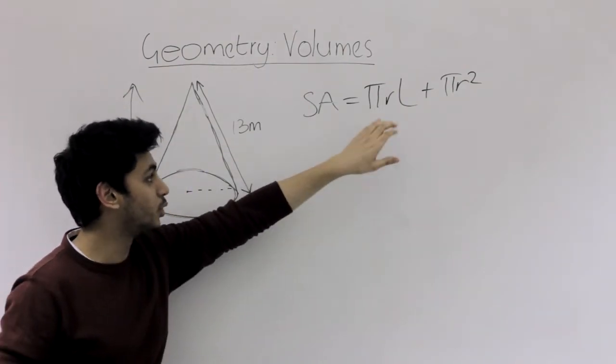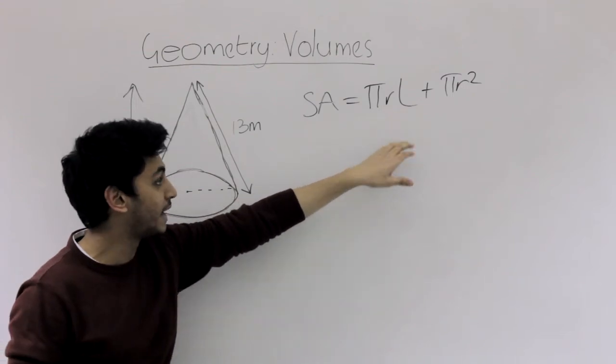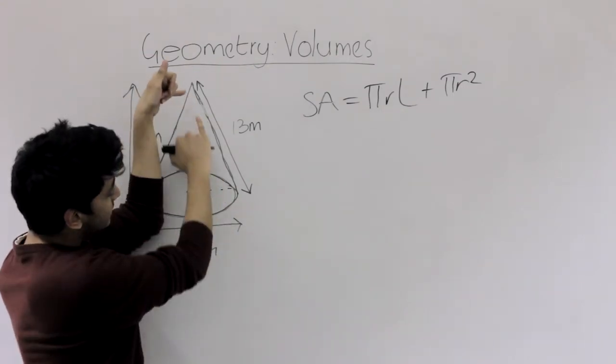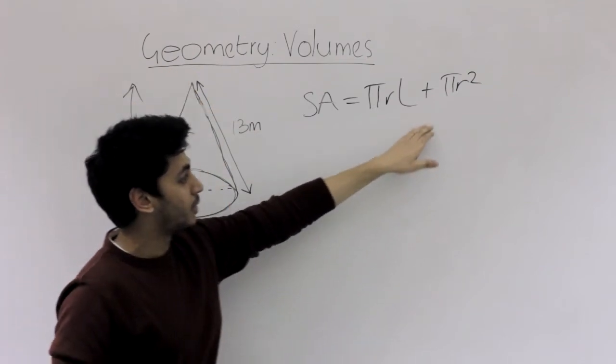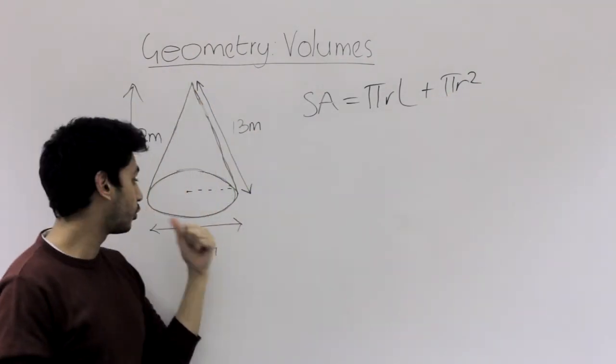We know what pi is, we know what r is. r is simply our radius again. L here just refers to this length here, not our height, but our length. And here at the end we've just got our area for the circle.